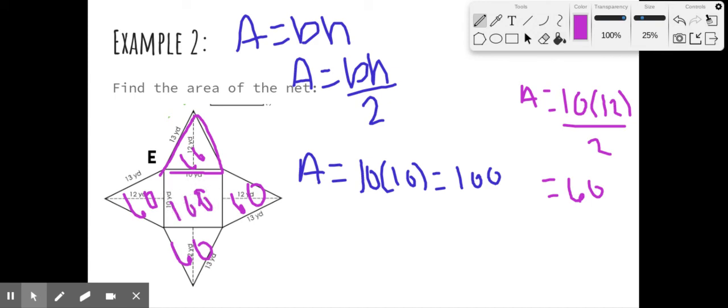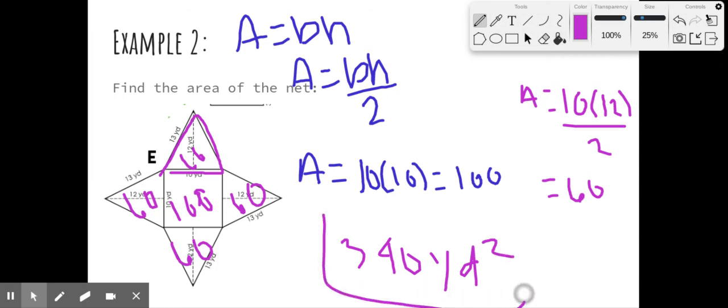So then to get the total, we can just add them all up. So we can do 60 plus 60 plus 60 plus 60 plus 100, or we can do 60 times 4 plus 100, whichever way you like better. So let me go ahead and add those. And I added them all, and I got 340 yards squared. I think I forgot the unit of measure on the last one, but 340 yards squared.